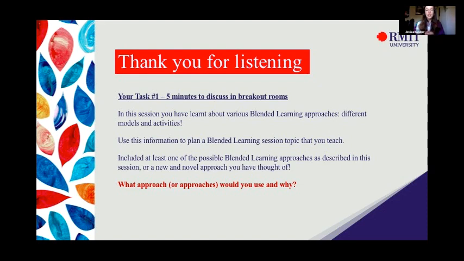So your task: I want you to think about this session. You've learnt about various blended learning approaches, different models and different activities that I use. I want you to use this information to plan a blended learning topic that you teach. Think about something you teach, how you might incorporate blended learning activities or strategies, and describe this. It could be something I already do that you've listened to today and thought is a great idea, or something new and novel that you have thought of. Think about what approach or approaches you would use and why.